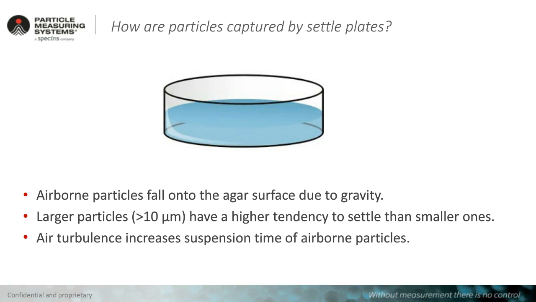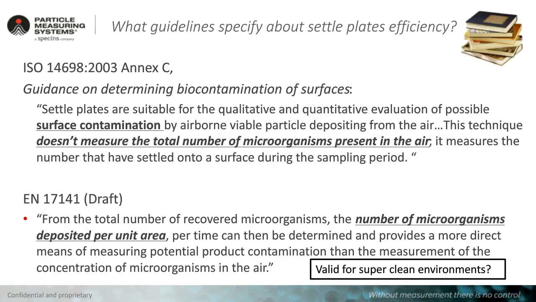So what guidelines exist about a settle plate's efficiency? If you look into the ISO 14698, it is clear that settle plates are not considered a measure for air contamination, but they are a measure for surface contamination because they measure the settling of microorganisms on the surface. So they are not measuring the total number of microorganisms present in the air. They are measuring how microorganisms or particles would be settling on surfaces.